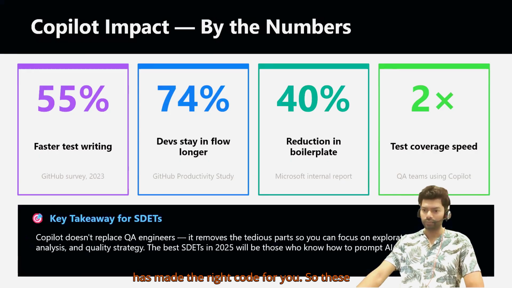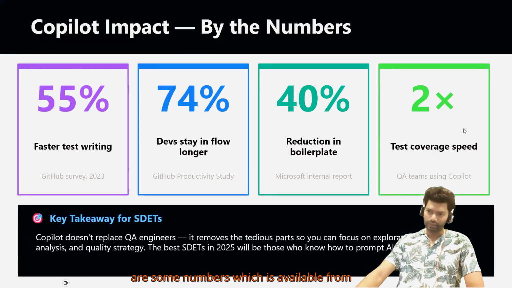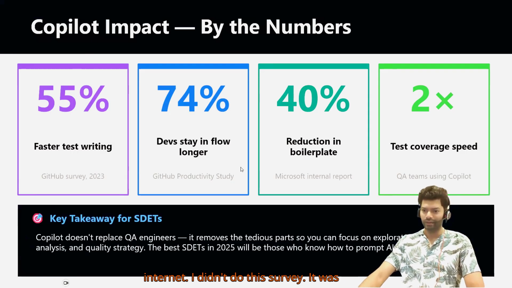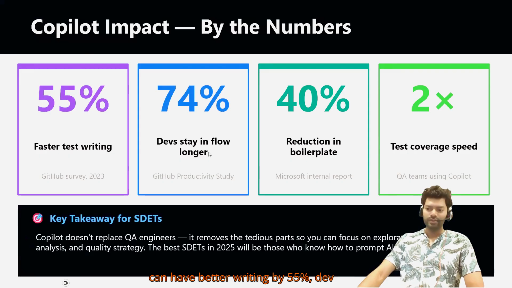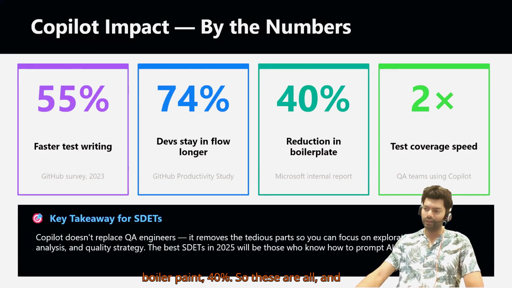So these are some numbers which are available on the internet. I didn't do the survey. You can see: better test writing by 55%, developers staying in flow longer by 74%, reduction in boilerplate by 40%, and now you have coverage of 2x. Again, all these numbers came from the internet; it is not my data.